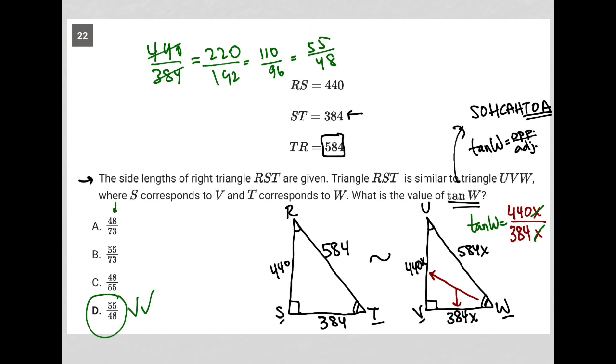Hopefully this all makes sense of how similar triangles have proportional side lengths, and that's why I just put an X on those exact same numbers. And also how I knew to put the 584 here versus elsewhere, because that's the longest side of a right triangle, so it has to be the hypotenuse.